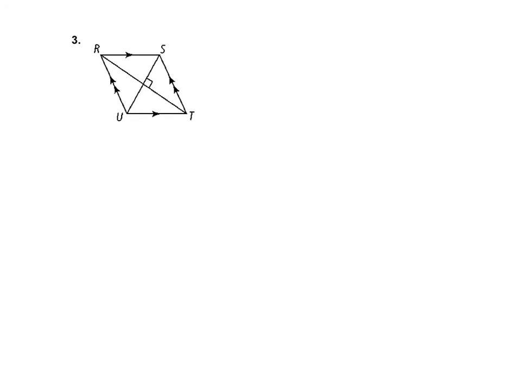So the next one, I have that the diagonals are perpendicular right there. You can see it right there. So because the diagonals are perpendicular, this is a rhombus, right? Because US is perpendicular to RT.